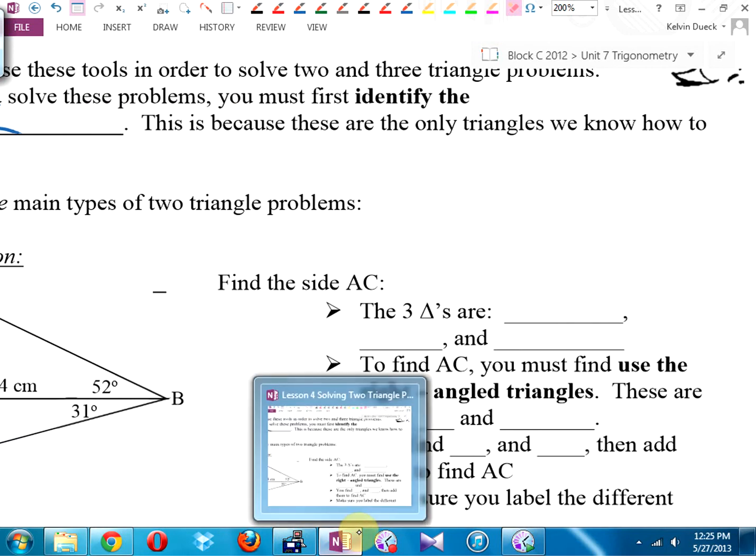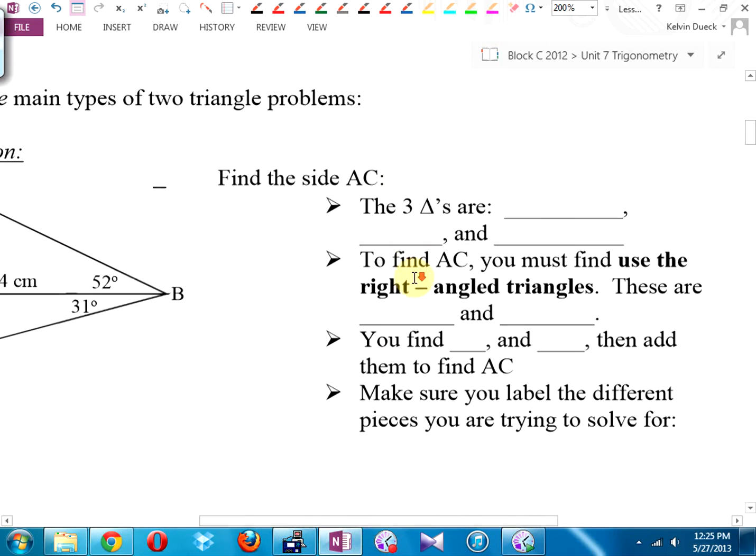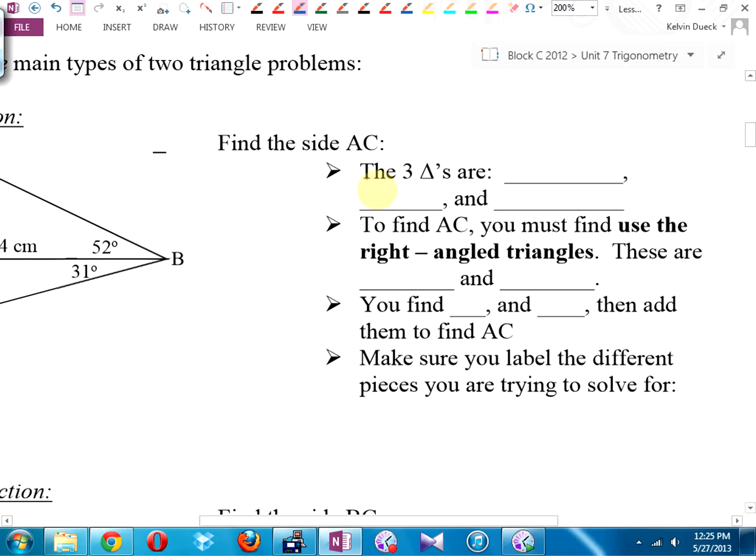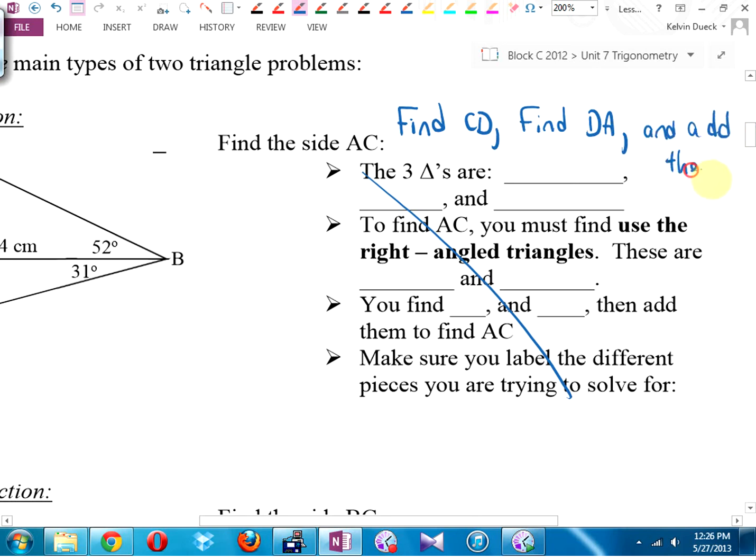When I first typed this up, I really walked everyone through this. You know what, Marcus, I think your explanation was even better. Let's write up here. What did you say the first thing we're going to find was? Find CD, find DA, and add them. Yep. And by the way, you'll notice that's going to allow us to use right angles. Great flash of inspiration.